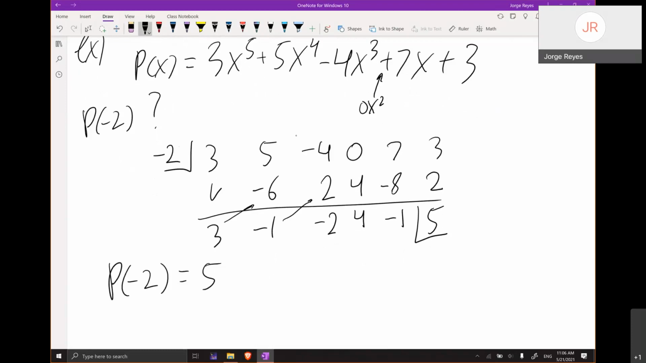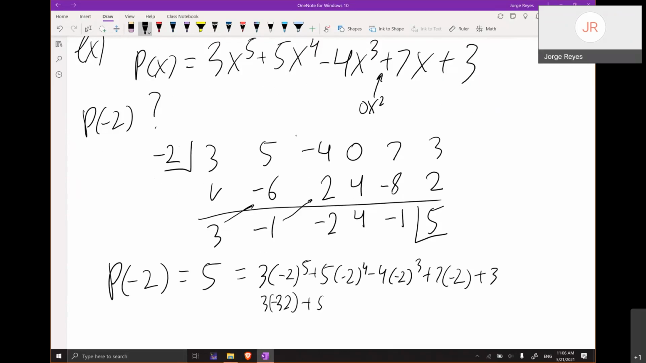And you could plug it in, if you really wanted to. It would be 3 times -2 to the 5th plus 5 times -2 to the 4th minus 4 times -2 cubed plus 7 times -2. And then you could do 3 times -32, plus 5 times 16, minus 4 times -8, plus -14, plus 3. You could just keep working this out and you'll get 5. So this is a much better way to plug in numbers into polynomials.